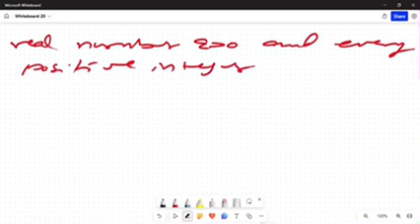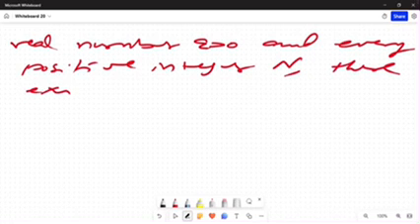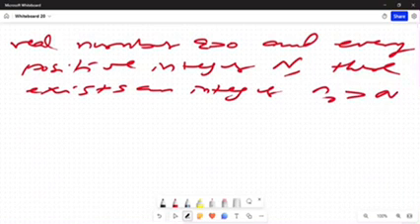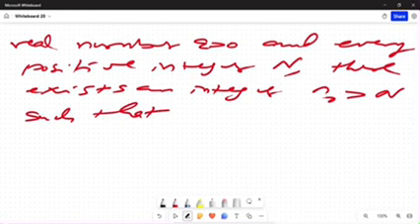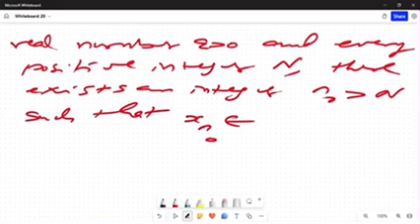and every positive integer n, there exists an integer, call it n naught, greater than n, such that all the terms of the sequence onward will be contained in the ball. That is, for every n naught greater than n, xn naught will be in an open ball centered on x with radius epsilon.